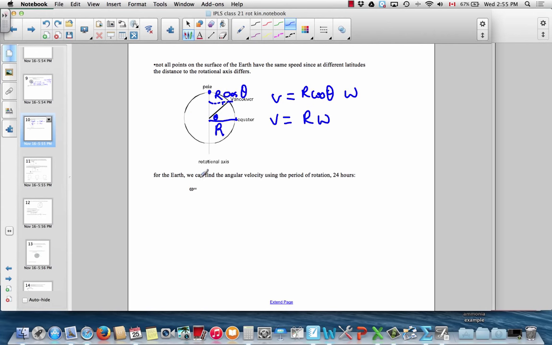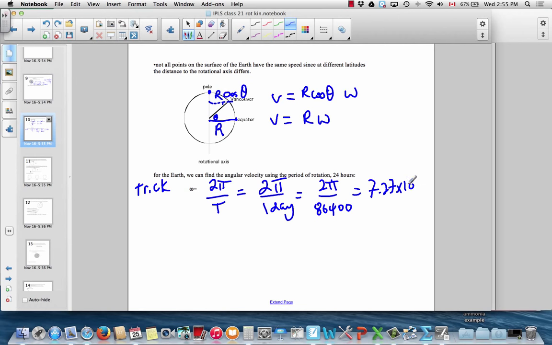Now, what is omega for the Earth? Well, here's a trick. A way to find omega of the Earth is to remember that it's 2 pi over the period. And the period for the Earth's rotation is 1 day, which is 86,400 seconds. So you kind of have to remember that trick. If you work it out as a decimal, it's 7.27 times 10 to the minus 5 rad per second for the omega of the Earth. But do remember this trick, because we will use it pretty often.